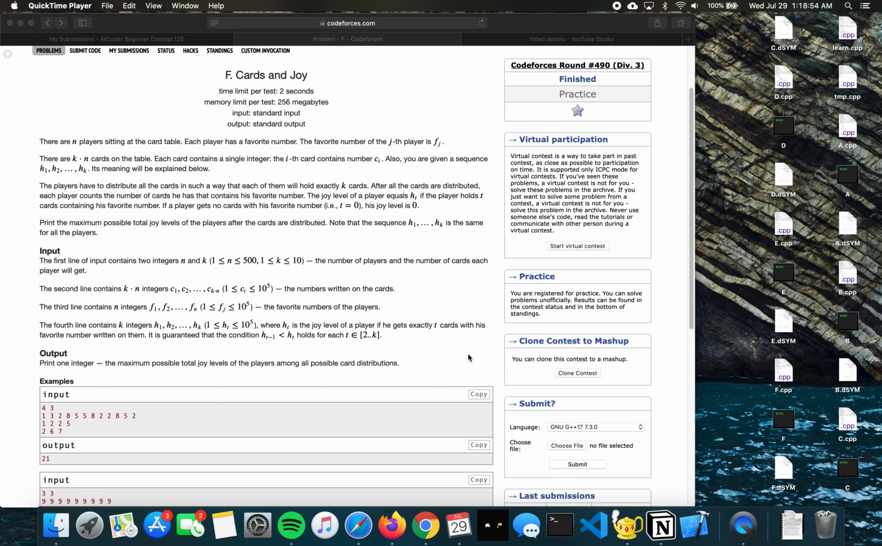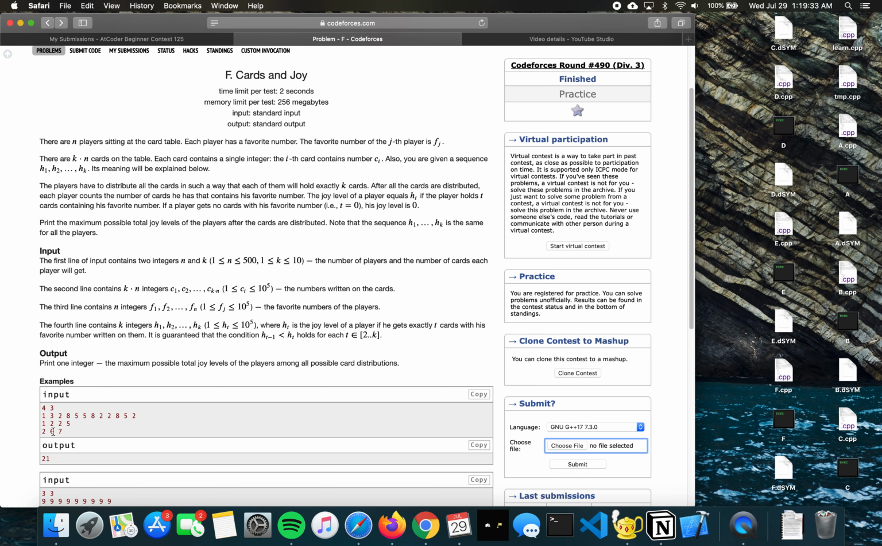So if there are four players, for each of the four players we're given their favorite number, and this favorite number will help us calculate their happiness. If in a player's hand they don't have their favorite card, their current level of joy is 0. If they have one of their favorite cards in their hand, their happiness is 2. If they have 2 cards of their favorite number in their hand, their happiness is 6.